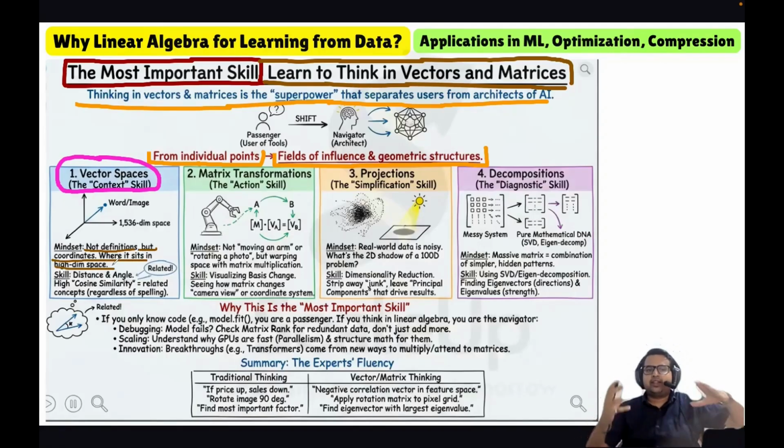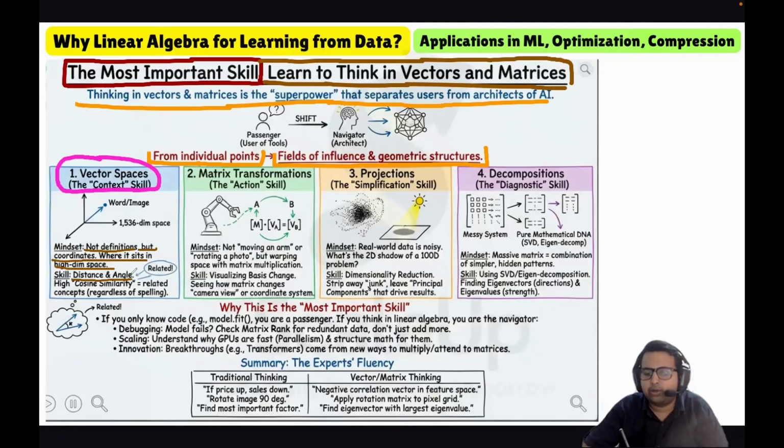So when we talk about vector spaces, we are not looking at the values, the data, or the definitions. Rather, we are thinking in terms of coordinates, like where the data will sit in a high dimensional space. That is the mindset. And the skill we get if we visualize the data in terms of a vector space is that we can make use of distance and angles to find the related data points.